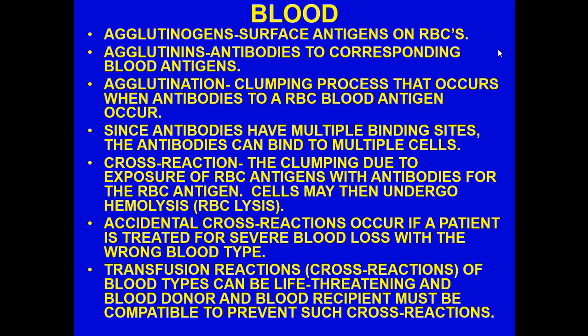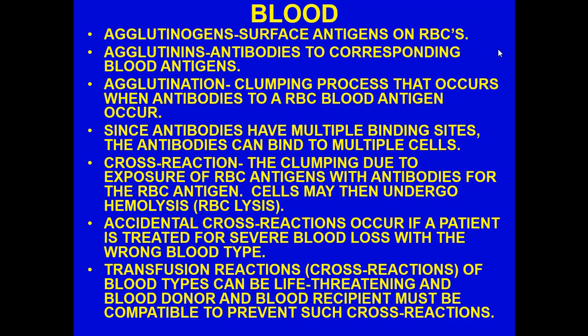This is where we get into the principle of cross-reaction. This is a clumping that's due to the exposure of red blood cell antigens to antibodies for that red blood cell antigen. The cells may then undergo hemolysis, in other words, lysing of the red blood cells. You will see this particularly with accidental cross-reactions. If a patient is treated for severe blood loss with the wrong blood type, the blood put into them and their own immune system will start forming this cross-reaction clumping.